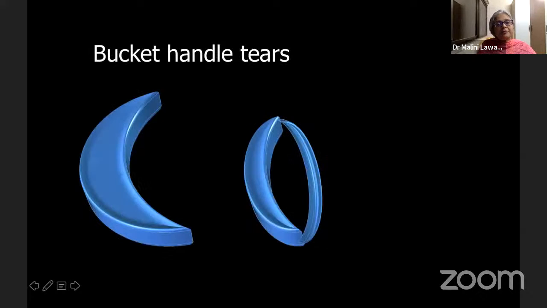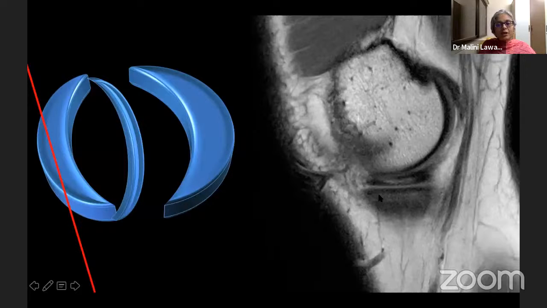A particular type of longitudinal tear is a bucket handle tear, which involves a much larger area, more than 2/3 of the meniscus. And because this longitudinal tear is so large, this fragment has got displaced into the intercondylar region, forming what looks like a bucket and its handle. How do we identify it on MR?